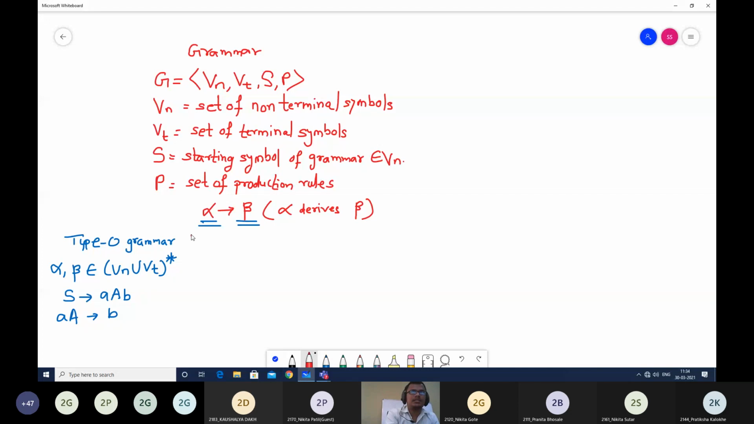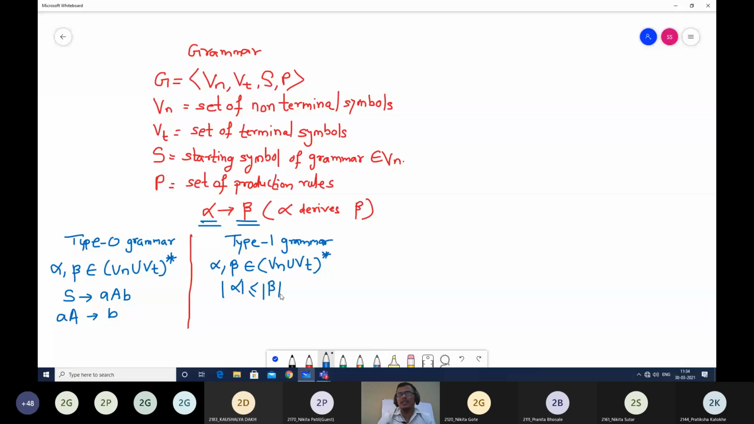Then the next one is the second type, called type 1 grammar. In type 1 grammar, alpha and beta here also can be any combinations of terminals and non-terminals. Apart from that, what additional condition do we have here? The length of alpha should be less than or equal to the length of beta.